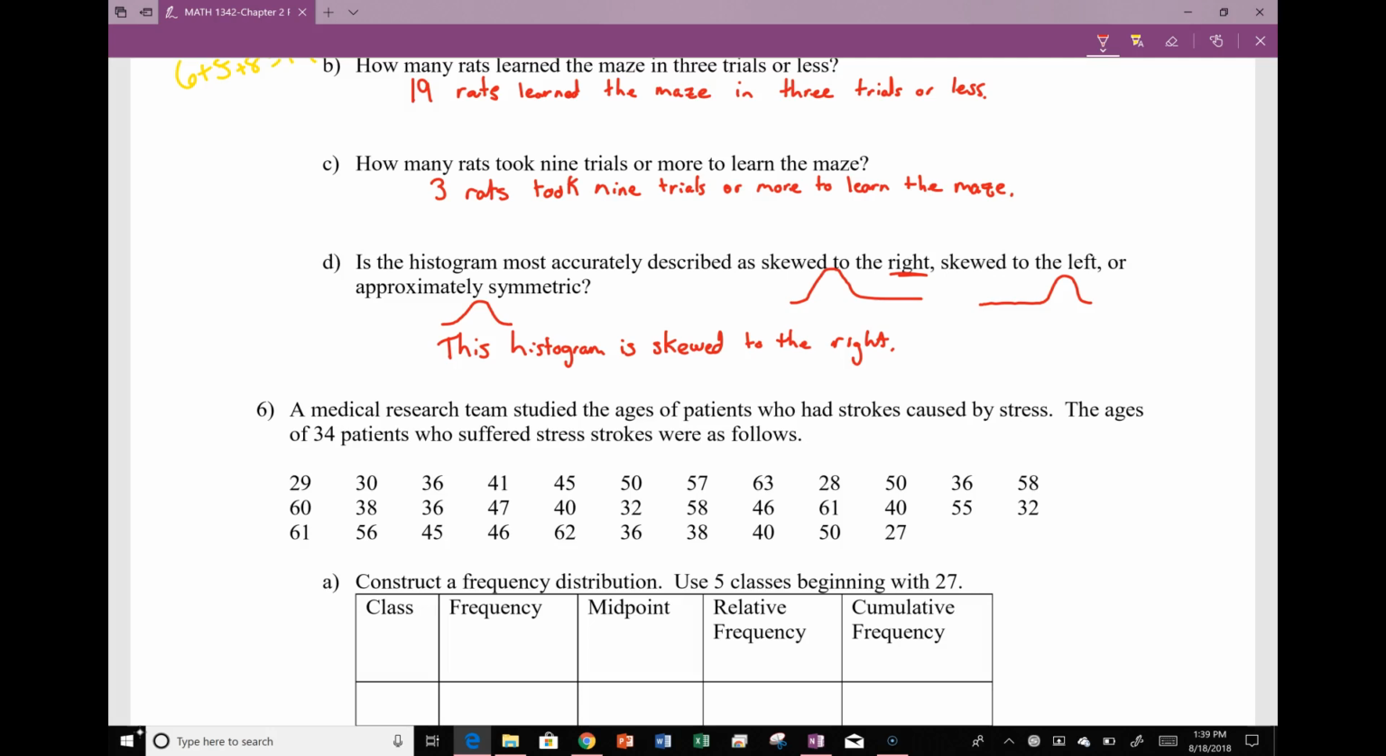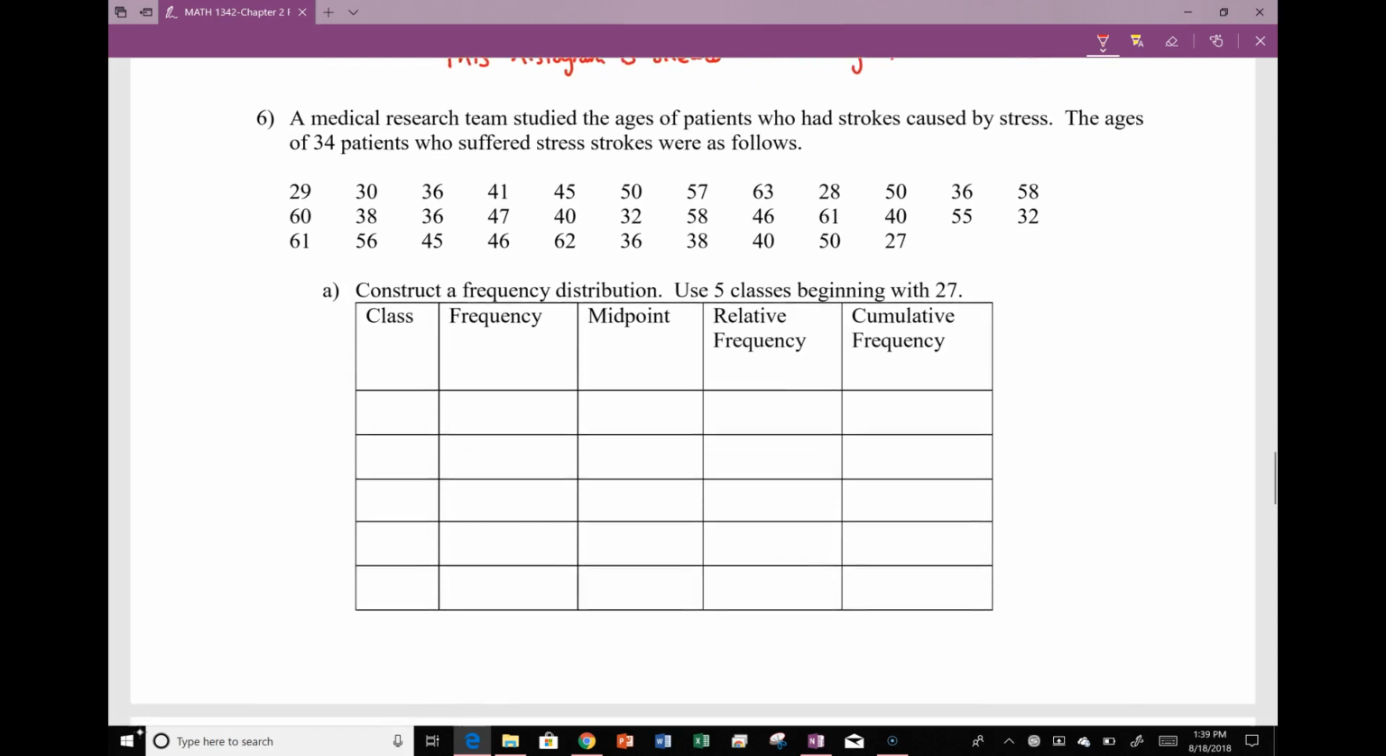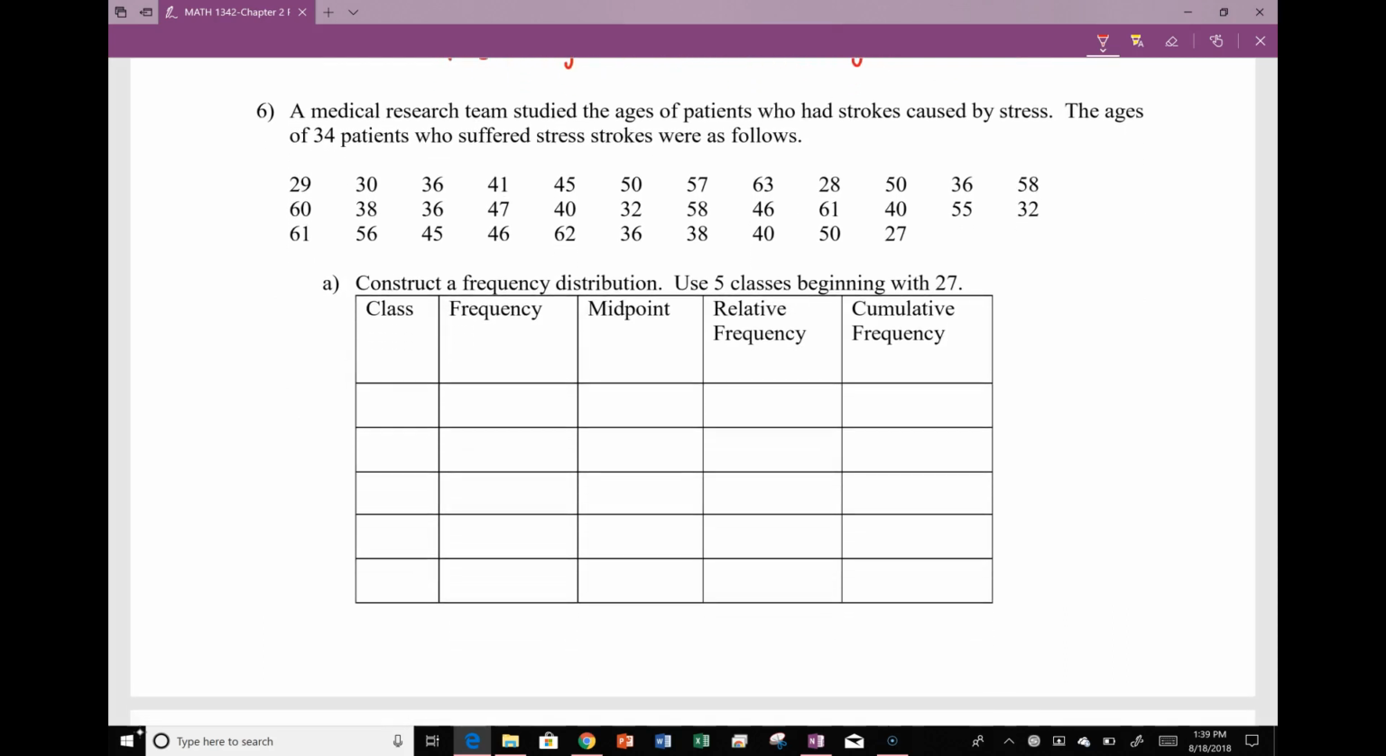Now we want to be able to create histograms. In order to create histograms, we must first create the frequency distribution. A medical research team studied the ages of patients who had strokes caused by stress. The ages of 34 patients who suffered stress strokes were as follows. There was a patient that was 29, another patient that was 60, another patient that was 61. Remember, these are their ages. We want to construct a frequency distribution. Use 5 classes beginning with 27. So I know already that this is going to be 27 to something else.